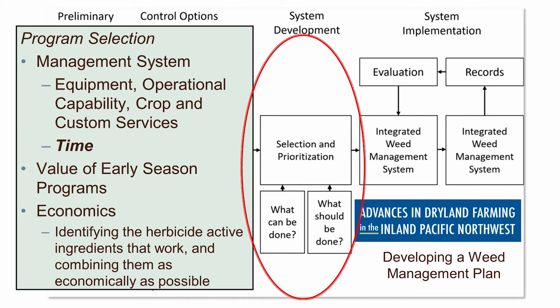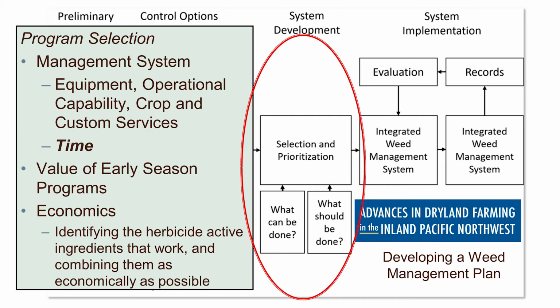When you're designing a weed management plan, of course, you've got to have the ability to do that. You've got to have the equipment to deploy a particular input, be it tillage or a pesticide. You've got to have the operational capability. If you have too much going on at any one time, you may not be very timely on a particular input. And so having the operational capability to deploy an input is a critical assessment.